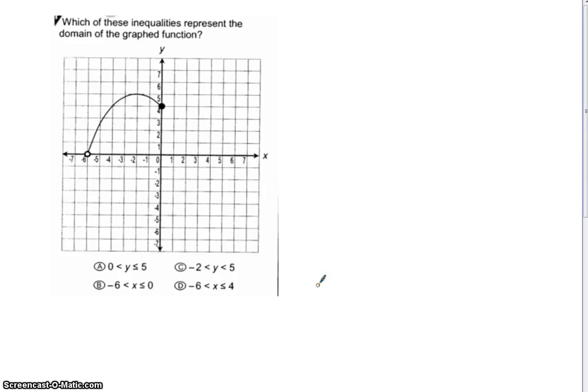This is for Algebra 1, and this is looking at S1P1. Question number 1, which of these inequalities represent the domain of the graphed function? You need to remember that domain is talking about x. So the first thing you want to do is get rid of the answer choices that have y. So you've got to figure out how far to the left and how far to the right does it go.